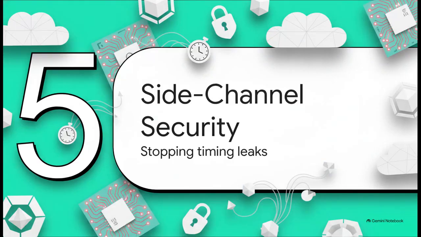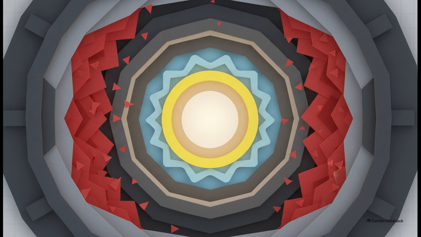Next up, Part 5, Side-Channel Security Triumphs. Now, beyond raw speed and packet size, if you're operating in multi-tenant cloud environments, your cryptographic implementations absolutely have to defend against microarchitectural timing leaks right at the hardware level.